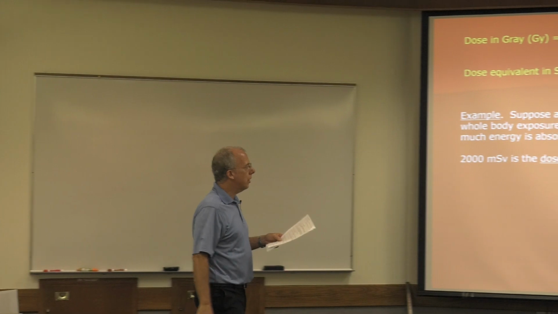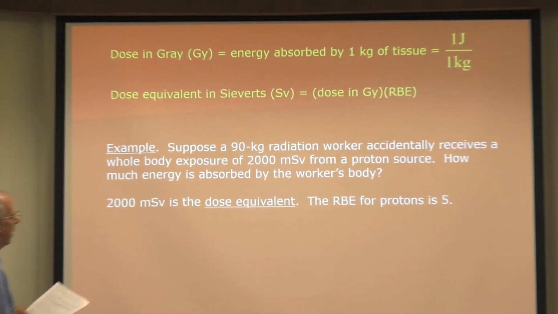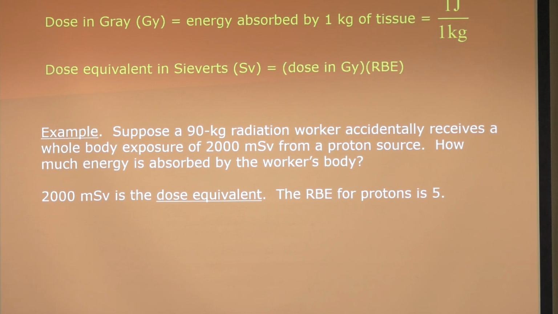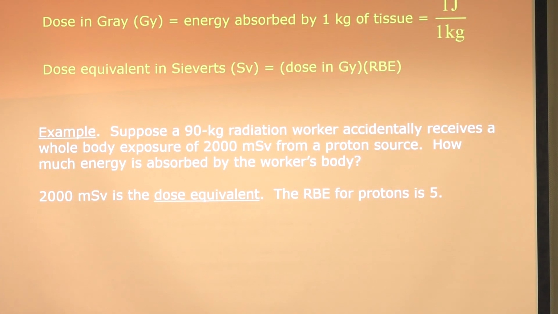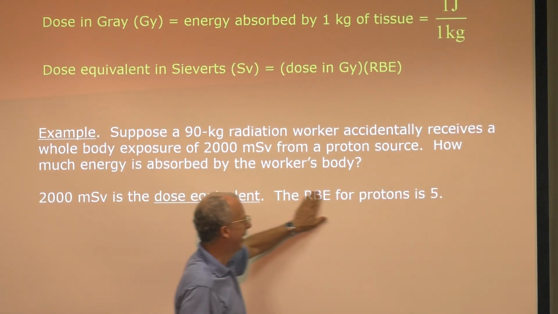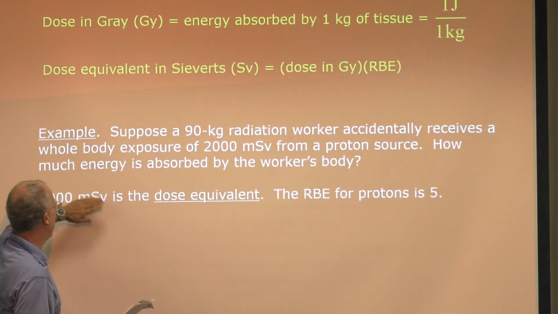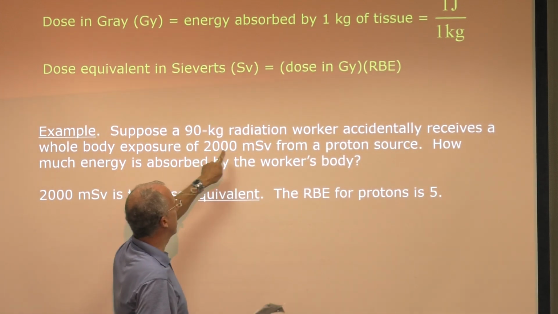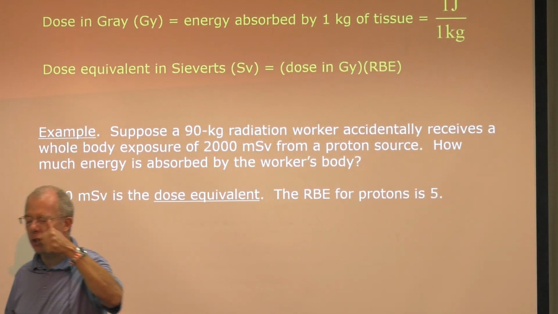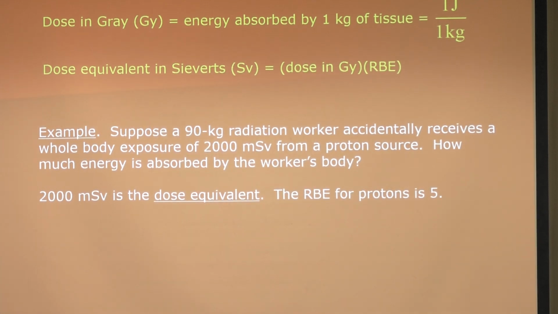Suppose a 90 kilogram radiation worker accidentally receives a whole body exposure of 2,000 millisieverts from a proton source. Here they want to know how much energy is actually absorbed by the worker's body. Here's a hint, or this is what you would look up. You wouldn't see these two sentences in the problem. As soon as you see 2,000 millisieverts, you say dose equivalent.